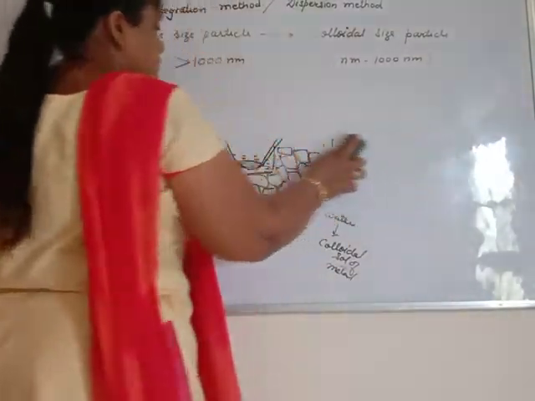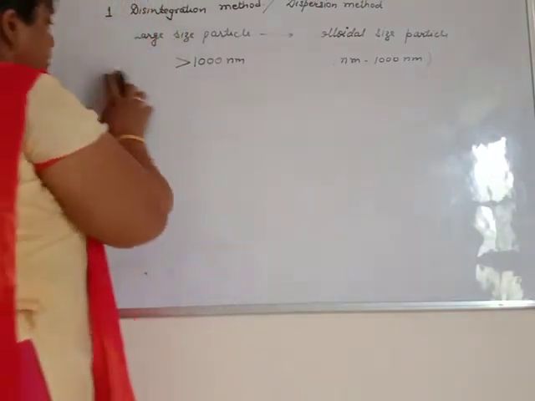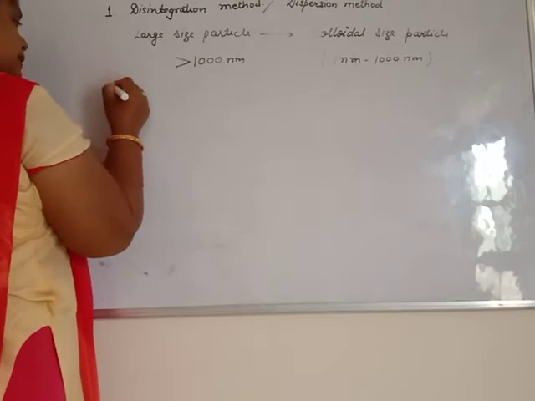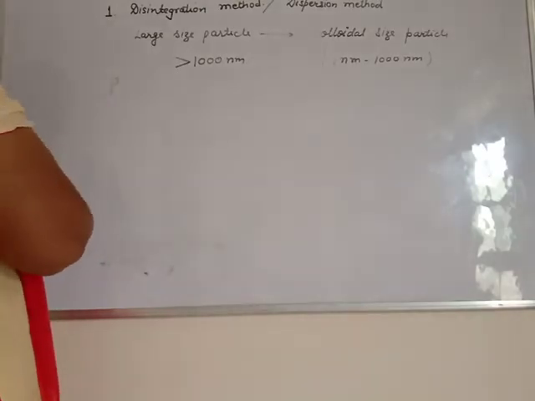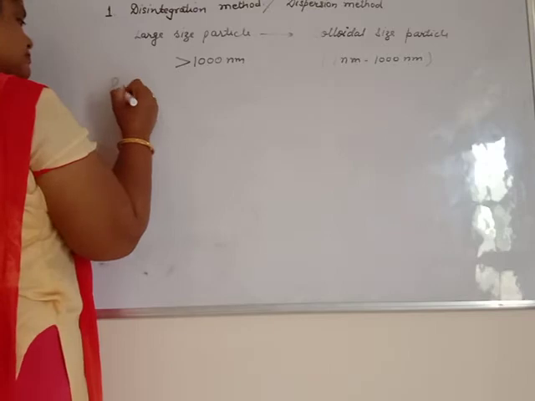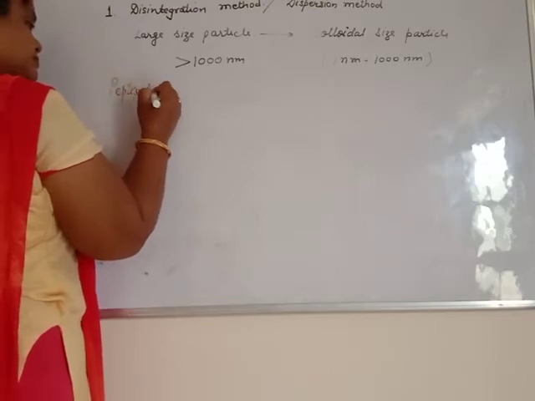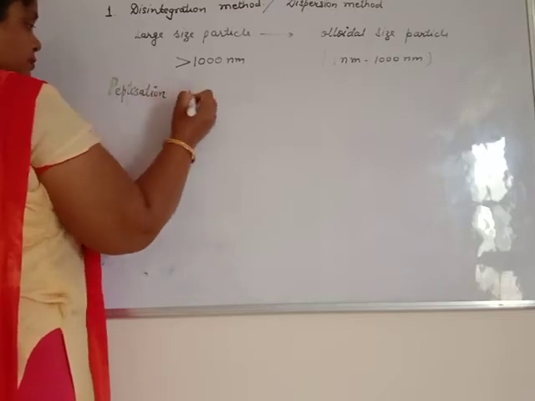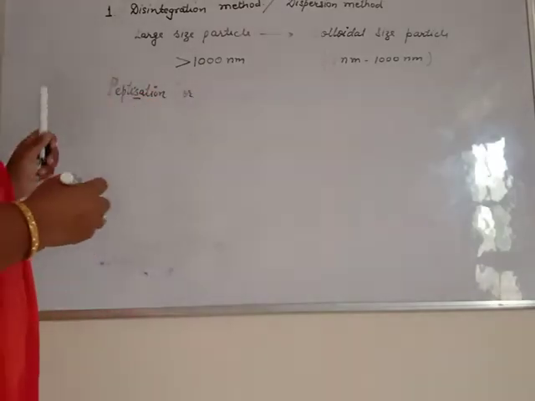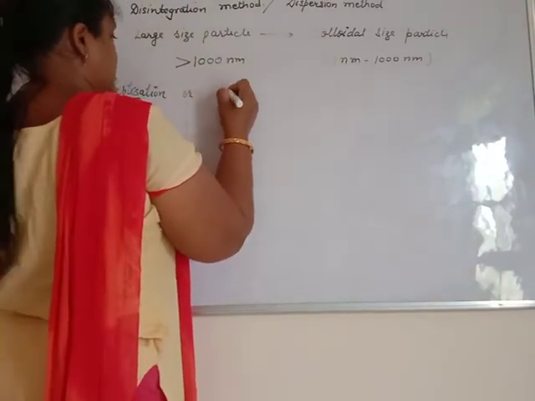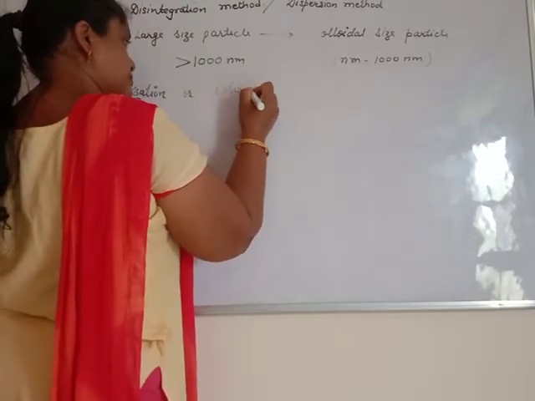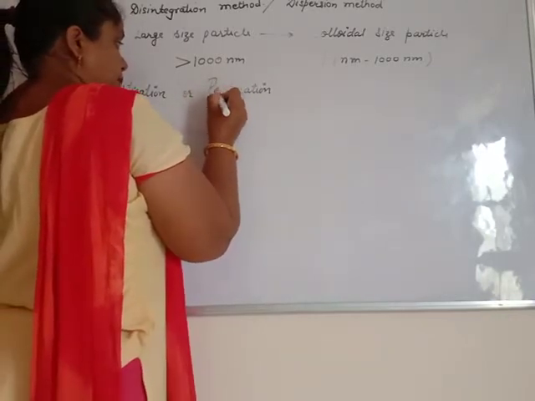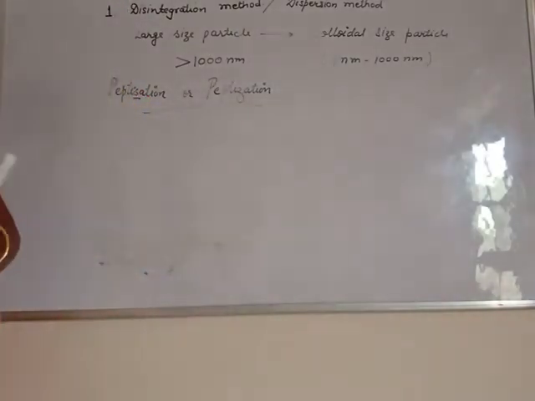Now the third method under the heading of disintegration method, that is peptization. That method is known as peptization. Or maybe in place of S it is Z. Both are correct spellings, beta. Peptization is the reverse process of precipitation.